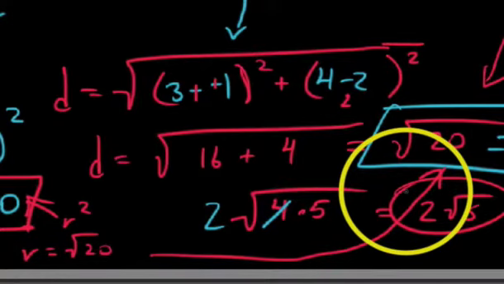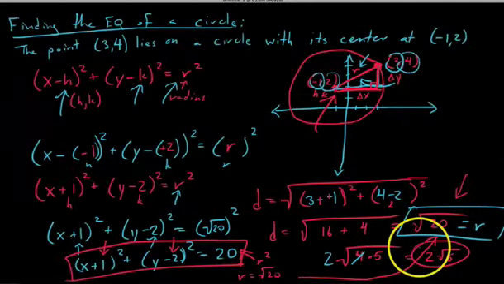So this is just a nice example of how to find the equation of a circle if you know a point on its locus of points, or on the outside of the circle, and its center.